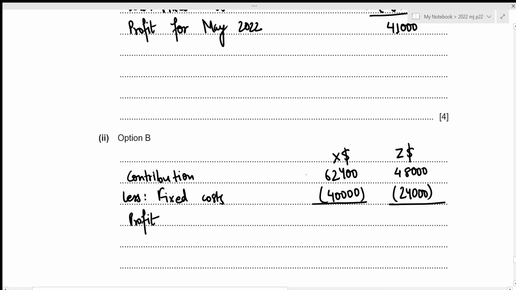For product X, that's going to be 62,400 minus 40,000, which results in the value of 22,400. For product Z, that's going to be 48,000 minus 24,000, which results in the value of 24,000.